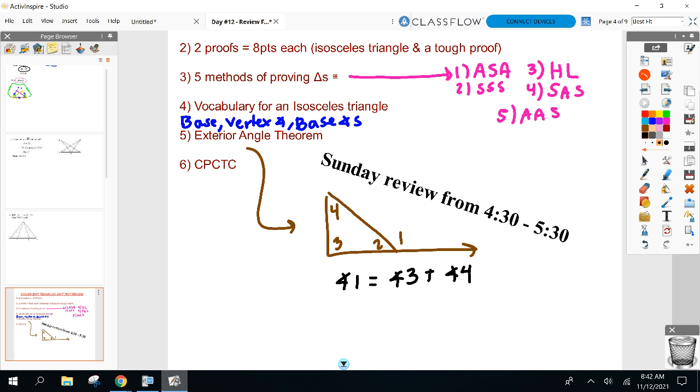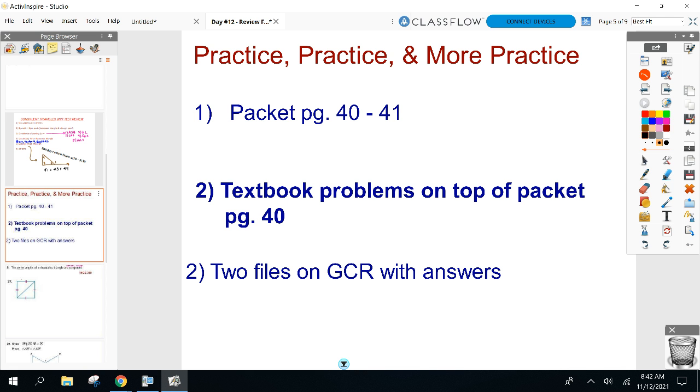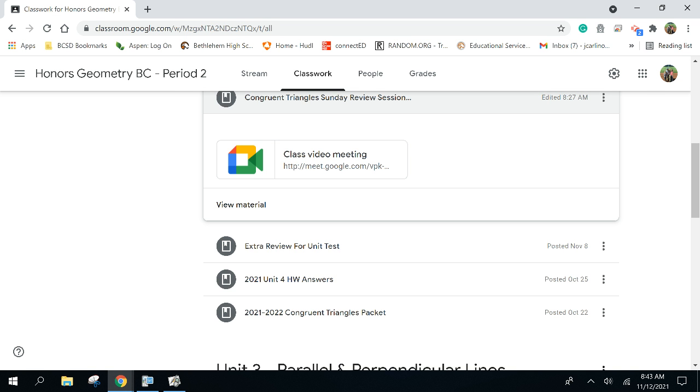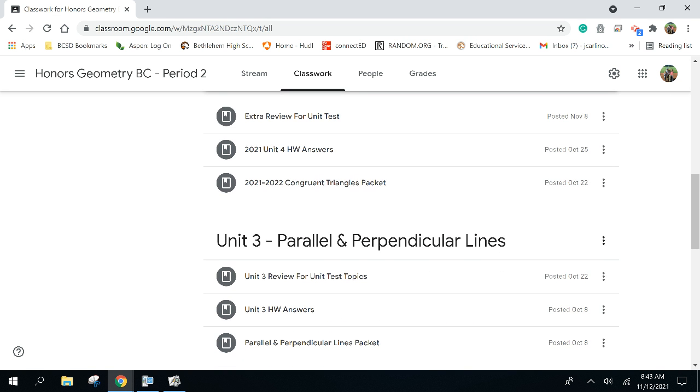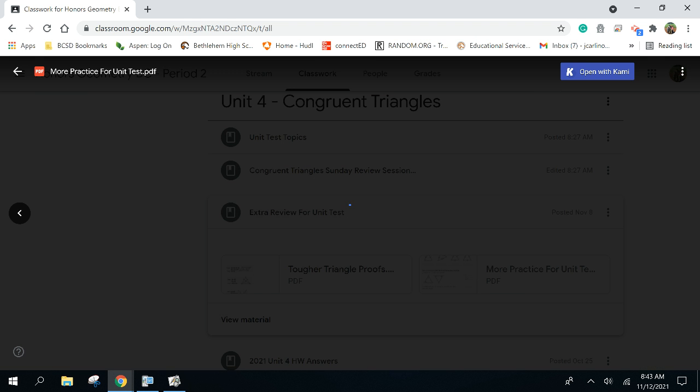Okay, here we go. Now here's where you've got to really focus for me. What do I have available to me to review? Because I put a ton out there for you for this weekend. As usual, you have packet questions, pages 40 to 41, answers are in the back. As usual as well, on the top of page 40, I've recommended textbook problems to try. Those answers are also in the back of your packet. In addition, on Classroom, I put an extra review, which contains 2 files. More practice for the unit test.